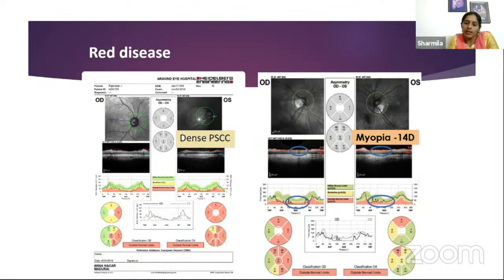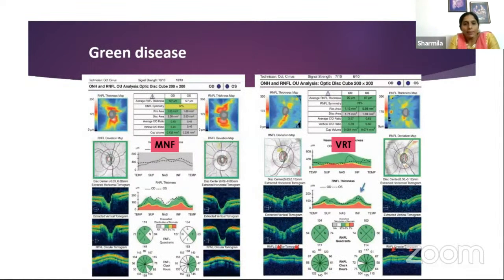So we'll have to look into it with a clinical correlation, and also after removing the cataract, we'll have to redo the scan and then do the analysis. And again, whenever there is a presence of a myelinated nerve fiber or a vitreoretinal traction, this is also shown as a green disease because of the increase in thickness.